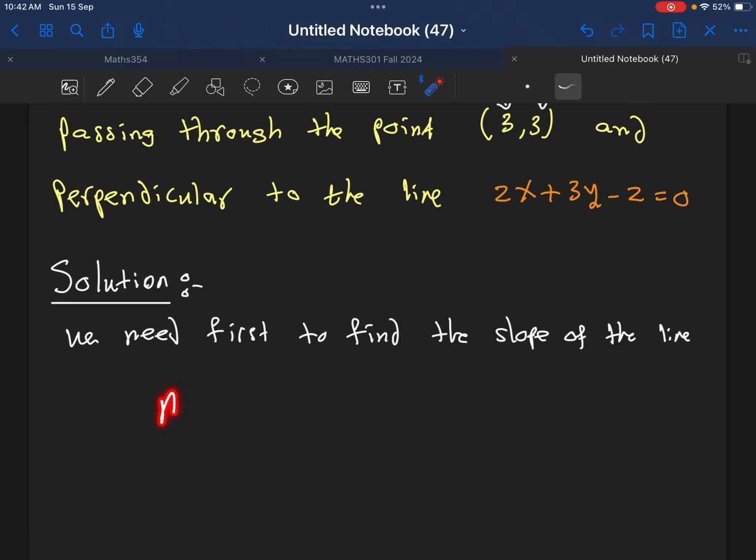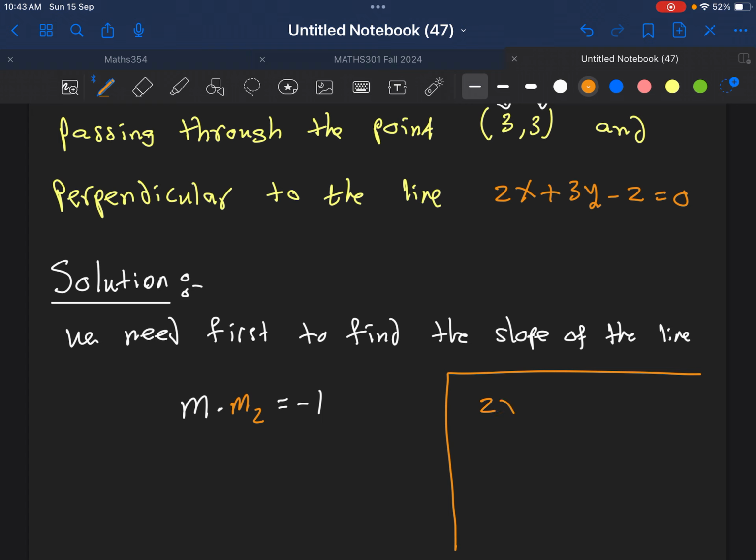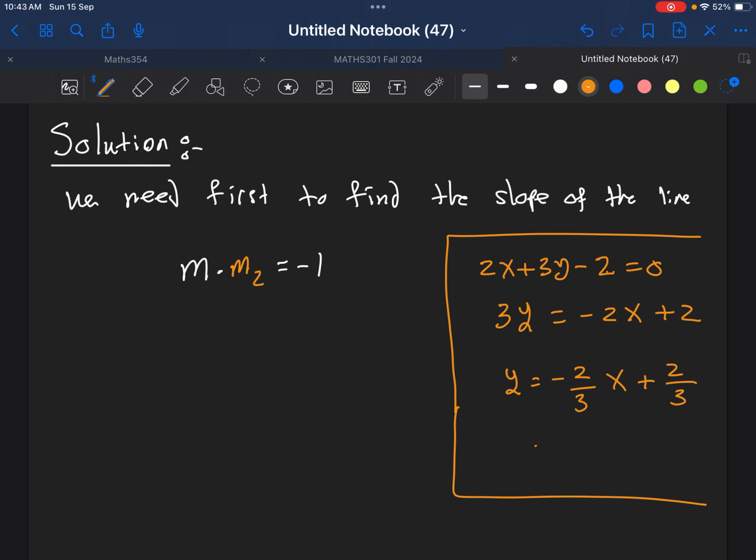If they are perpendicular, it means m1, which is my m, times m2, which is the orange one, equals -1. Do we know what m2 is? In order to know m2, we need to separate y here. So let me deal with m2 here. We have 2x plus 3y minus 2 equal to 0. I will take everything to the other side to isolate y. I will get -2x plus 2, and then y alone will be -2 over 3 x plus 2 over 3. So this will be my m2.